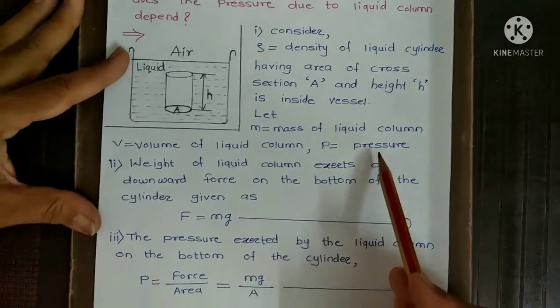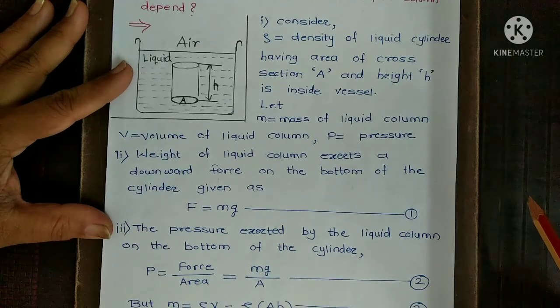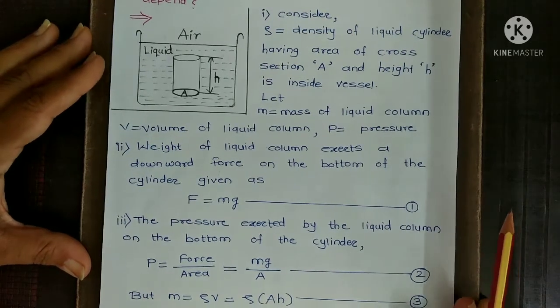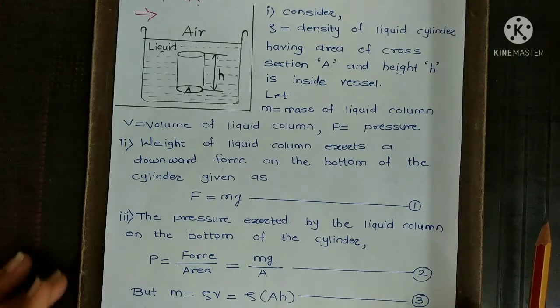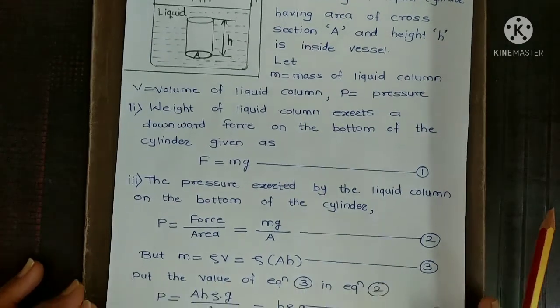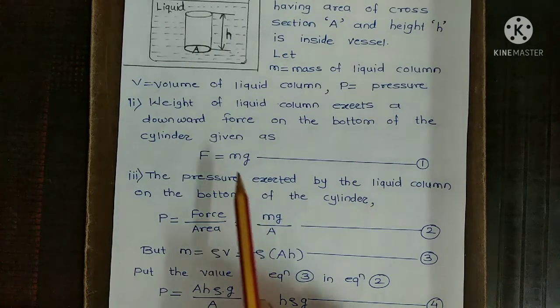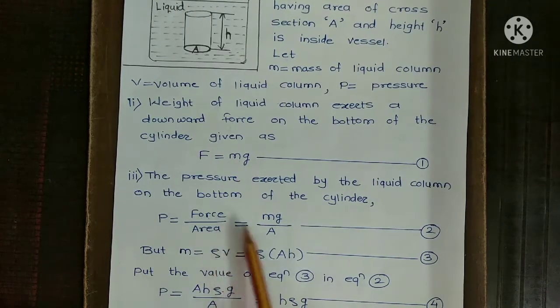Then the weight of the liquid column exerts a downward force on the bottom of the cylinder, given by F is equal to mg. And the pressure exerted by the liquid column on the bottom of the cylinder, that is pressure, is equal to force upon area, and that force is F equal to mg. That's why pressure is equal to mg upon A.